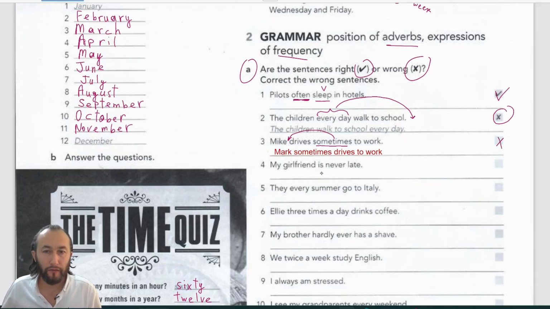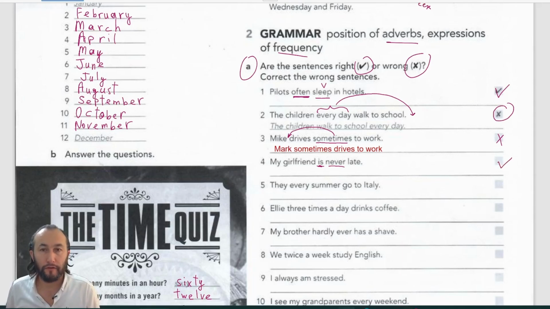Number 4, my girlfriend is never late. As you can see here, never is an adverb of frequency and that is coming after be. Is is one form of be, the present simple form of be. So that's correct. That's correct information. Is never late.